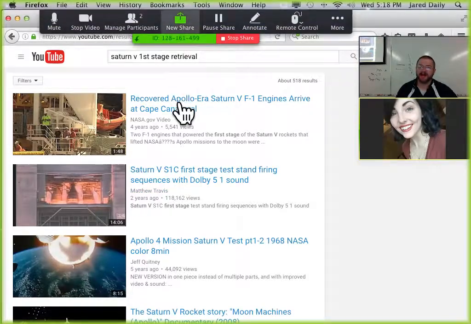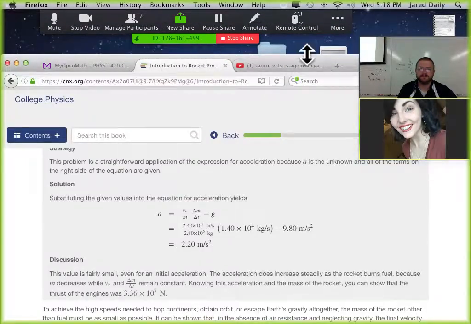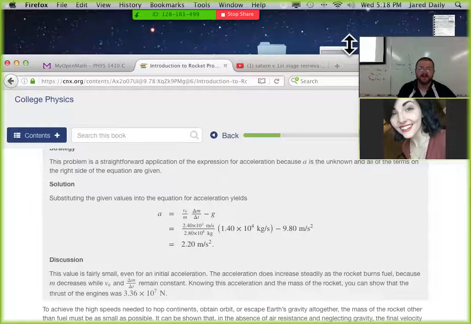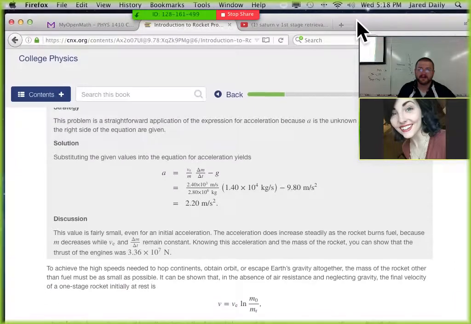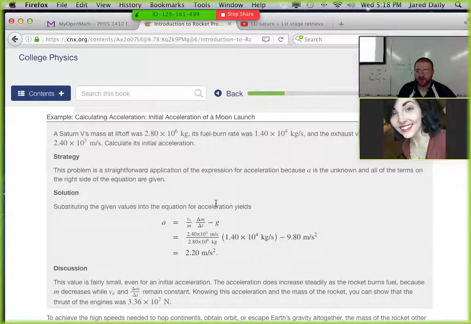All right, let's go back to our enough fun and games. So real quick, in our formula, the change in mass and the change in time is all represented here. Delta M over delta T is the fuel burn rate. So this delta M over delta T is 1.4 times 10 to the 4 kilograms per second. And they plug it in right there, and they calculate that 2.2 meters per second.